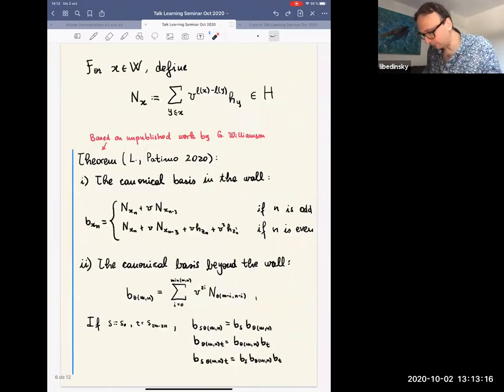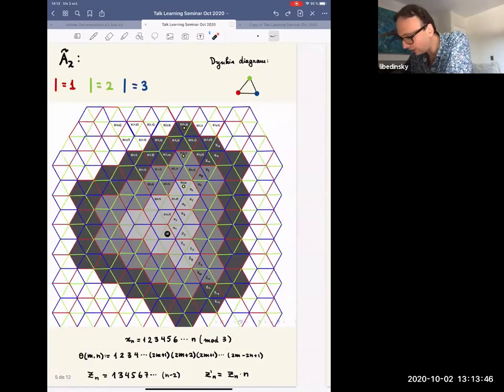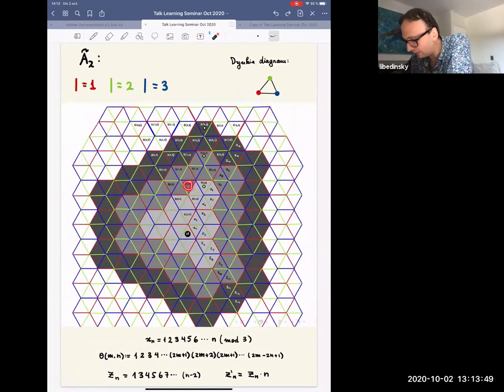And here we have the last part of the theorem. That is, if S is S0 and T is S2m minus 2, you will have these formulas. So the B_S theta will be B_S B_theta. The B_theta T will be B_theta B_T. And B_S T theta will be B_S B_theta B_T. And what do I mean with that? I have the B_S, the B_theta, and this guy here is B_S theta, or theta T.